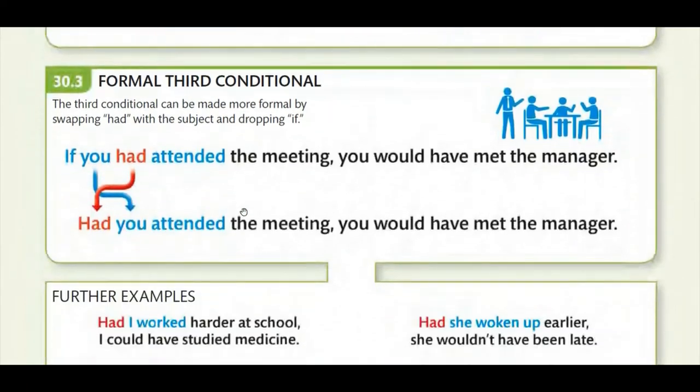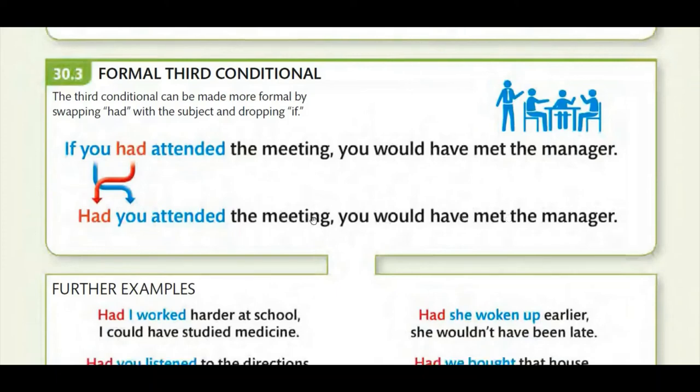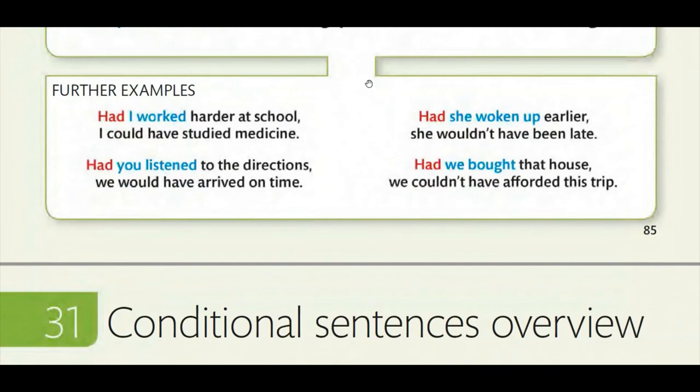So these are the formal third conditionals. The third conditional can be made more formal by swapping had with the subject and dropping if. If you had attended the meeting, you would have met the manager. Had you attended the meeting, you would have met the manager. The meaning is almost same.